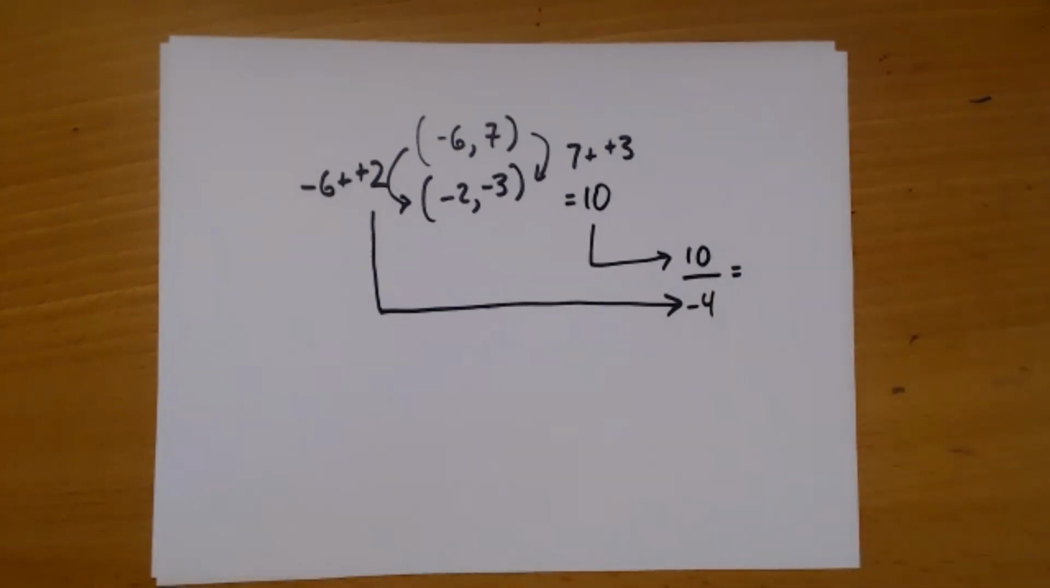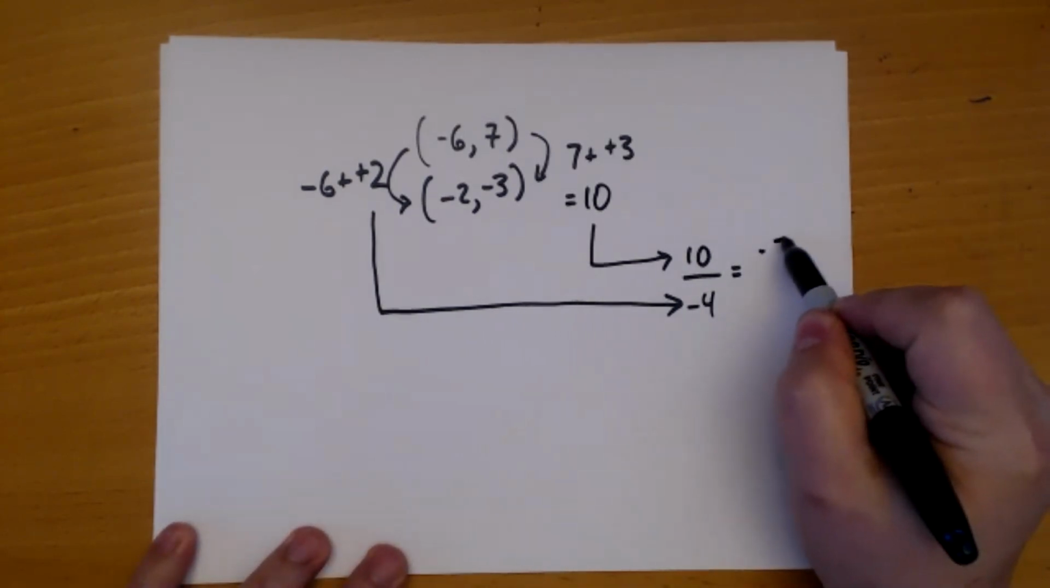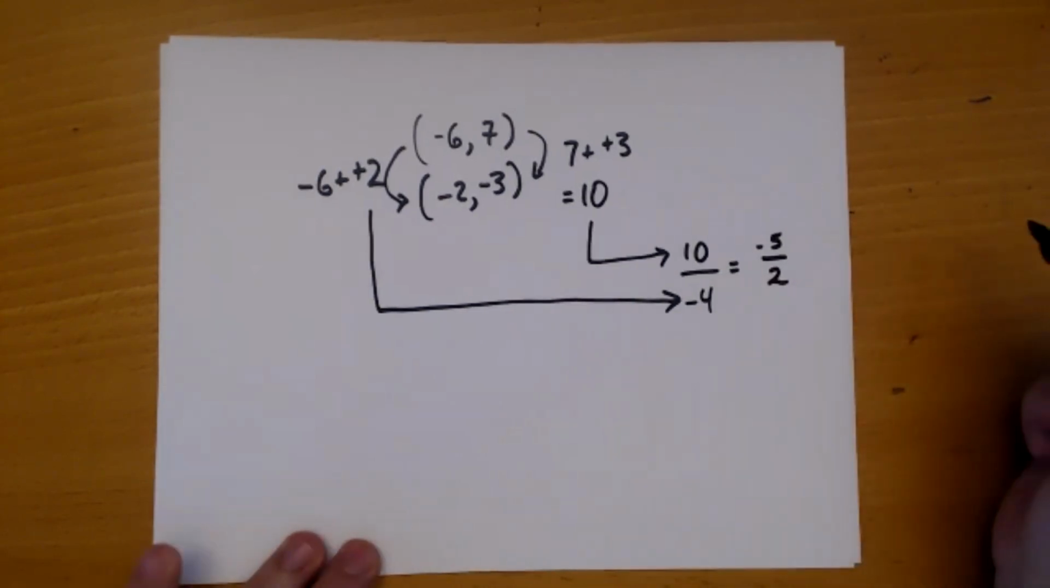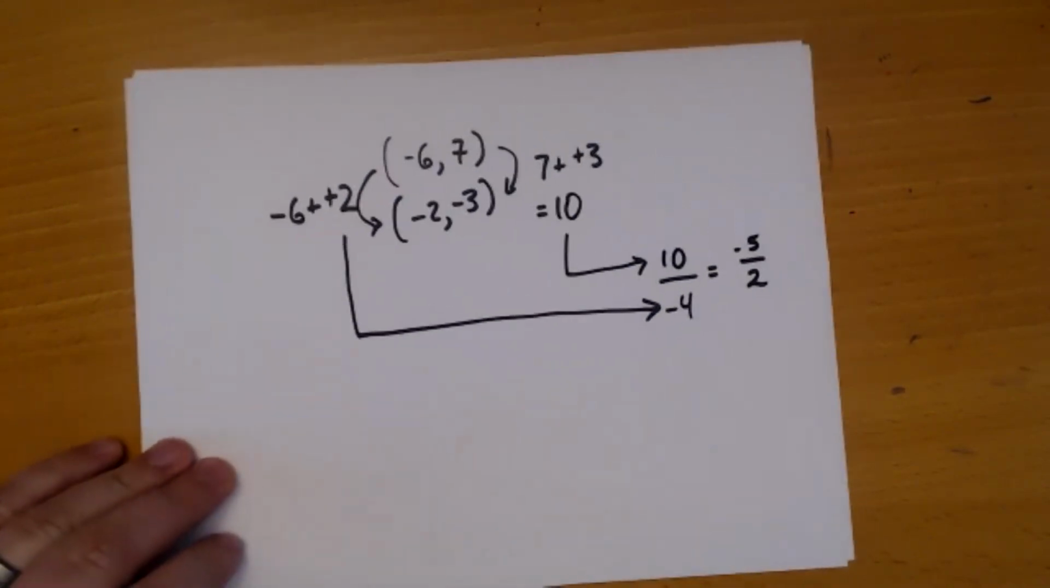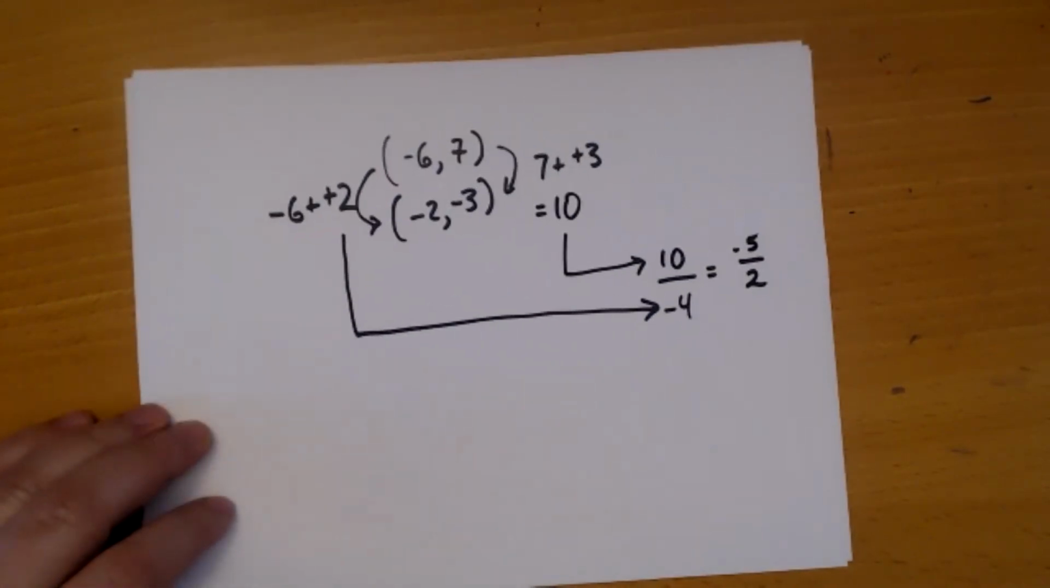And now let's put that into Desmos and get a reduced fraction. 10 divided by -4. -5/2? Yes. Okay. Some people were getting it. I think we just need some more practice.